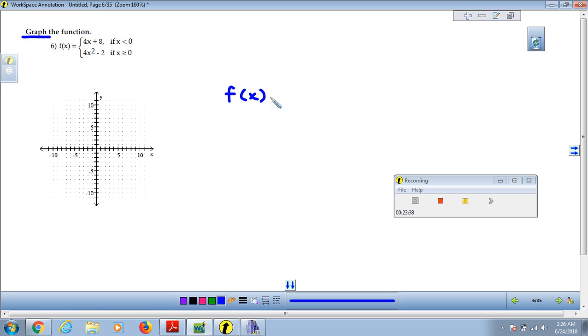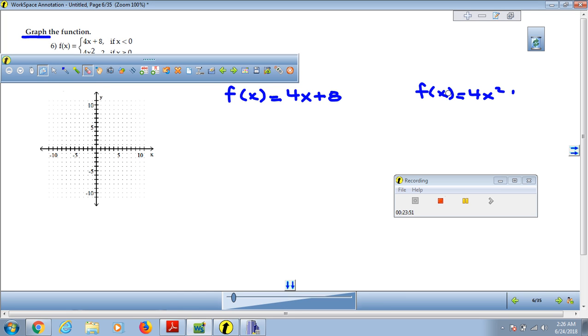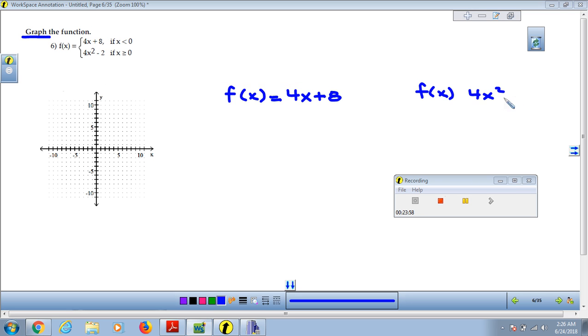You're going to graph by pieces. You're going to do this graph first, and then we'll do the graph for this other one. Now, the only thing is you're going to consider the restrictions, these 2. So here it says that you can only use x's to graph on the first function that are less than 0. This one says x's that are greater than or equal to 0.